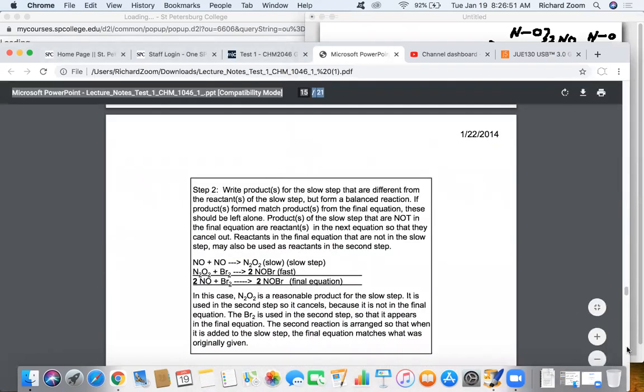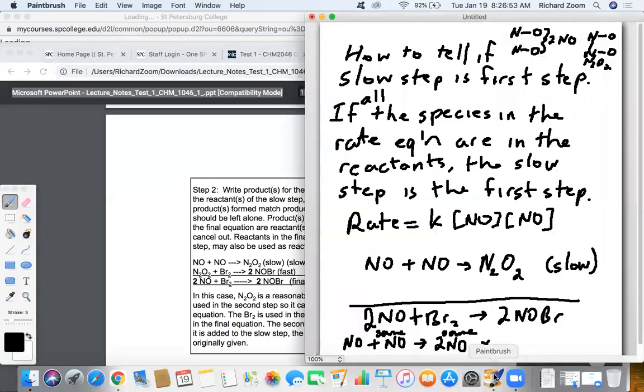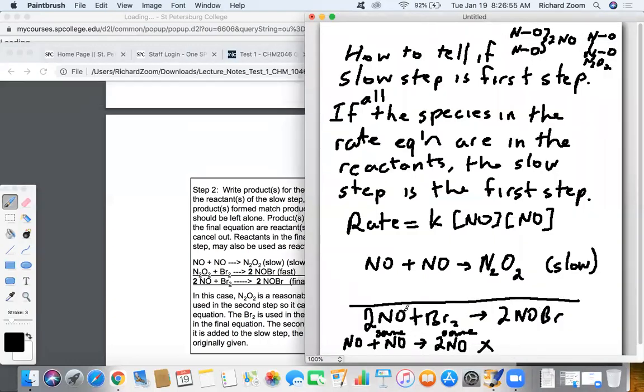Now, one thing you'll notice here is that nowhere in the final equation do you see the N2O2. So what must be happening is the N2O2 that gets formed in the first step must be reacting with Br2 in the second step. And as you can see, magically, that can form our product here, which is two NOBr. So that balances out. And that step would be fast.